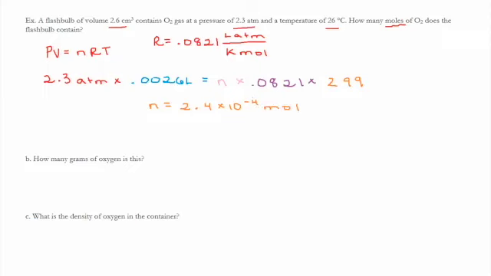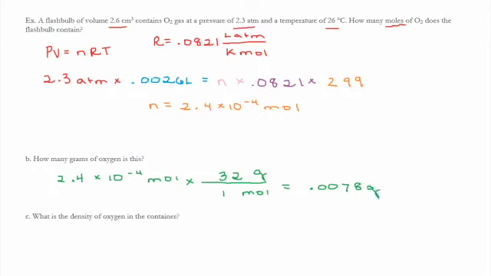The next part of this problem asks me how many grams of oxygen is this? Well, I know how many moles I have. I have 2.4 times 10 to the negative 4th moles. And so I need to convert that into grams. So I'm going to put the moles on bottom, grams up top. This is molar mass. Since I have O2, the molar mass of O2 is going to be about 32 for every 1 mole. And so when you multiply this, what you should end up getting for the mass is 0.0078 grams. So there's my mass.